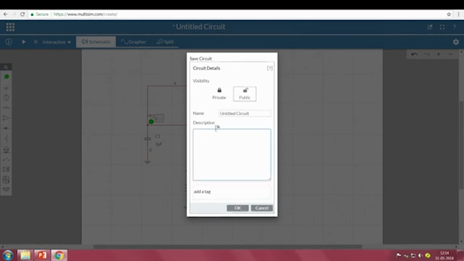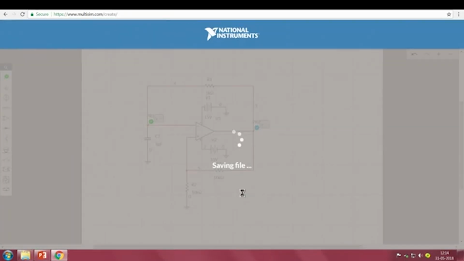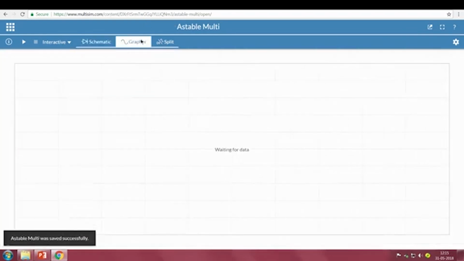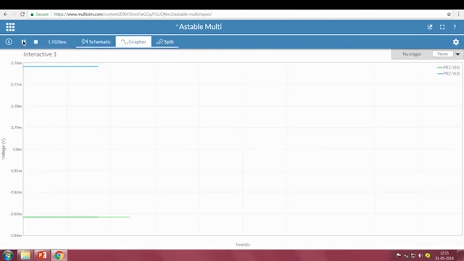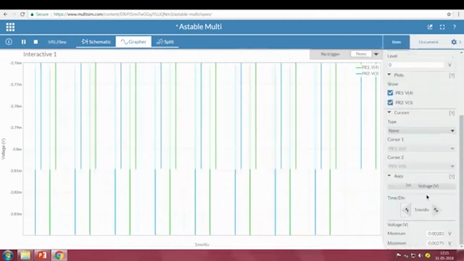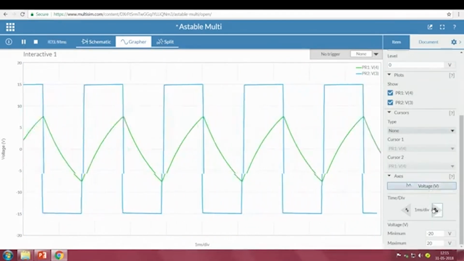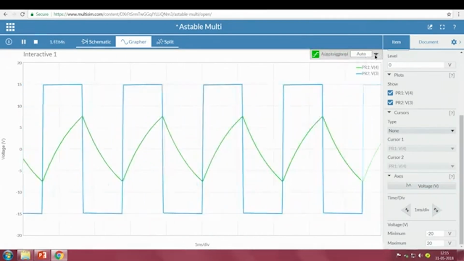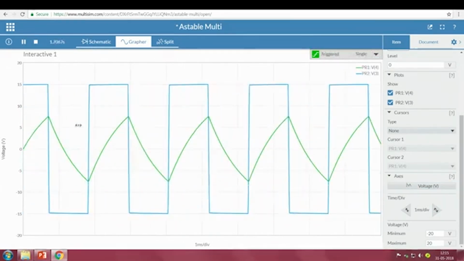I am saving the circuit as Astable multivibrator. Okay. Now, just go to the grapher, run the circuit. Yes. So, I am going to settings, voltage, right. I am making it single trigger, not auto, single, so that I can see only one cycle, right.